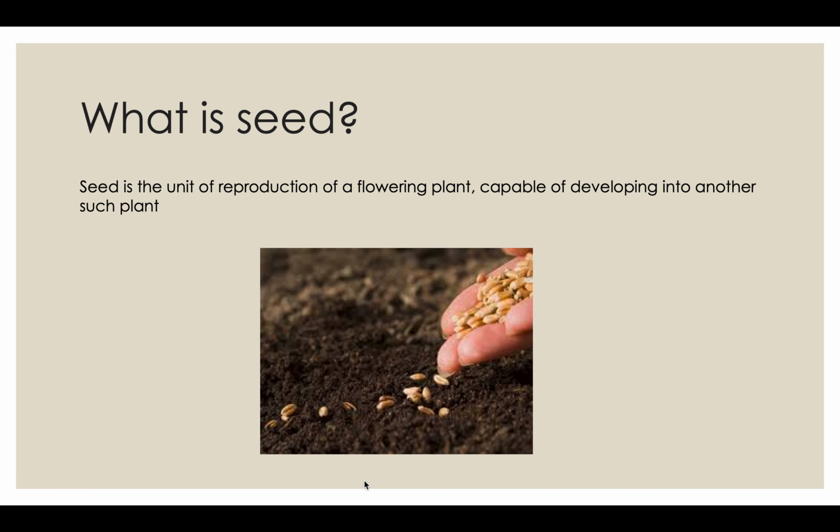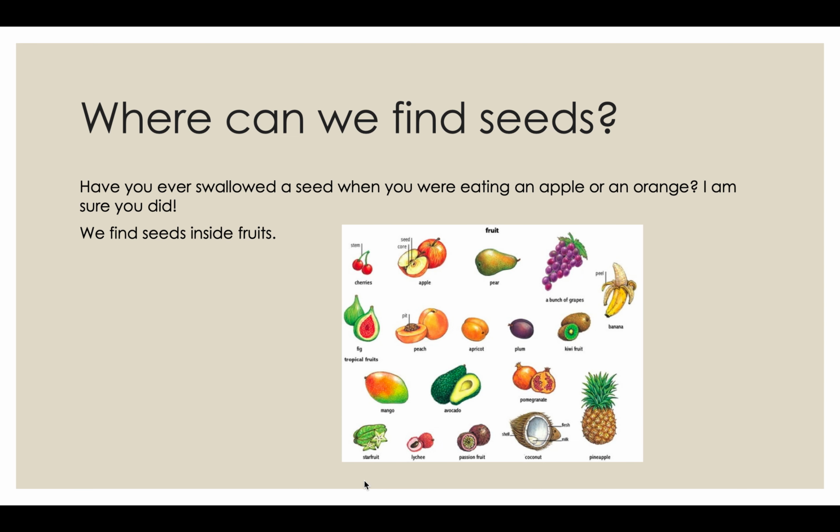So, our first question is, what is a seed? Well, a seed is the unit of production of a flowering plant capable of developing into another, such as a plant. As you can see in the picture, those little brown circles are seeds, and they can eventually grow into a plant. But this is only if they are given the right conditions, and we're going to get into that as well.